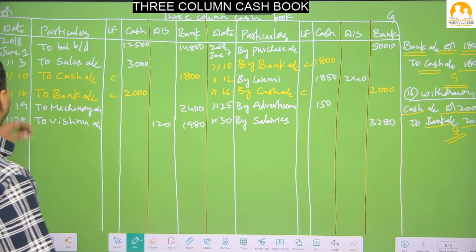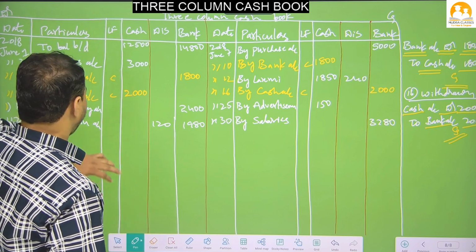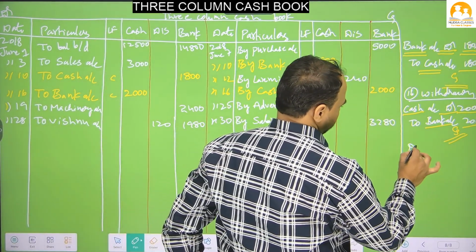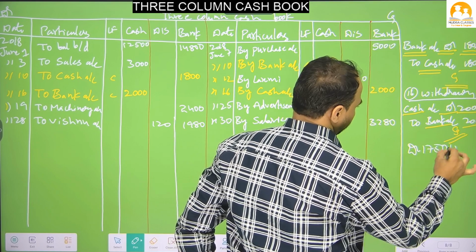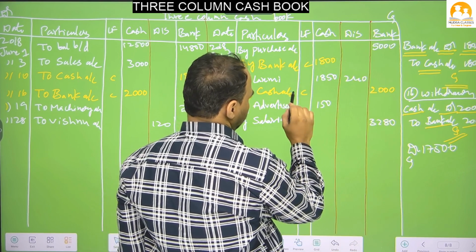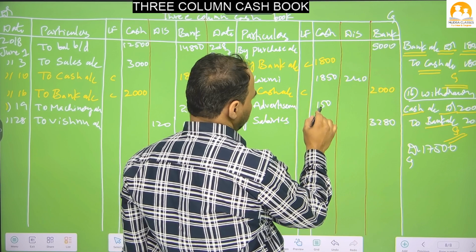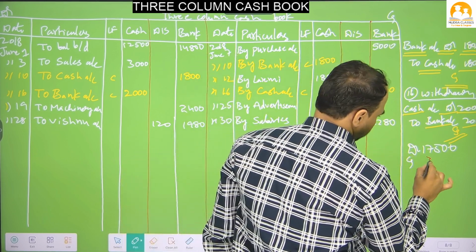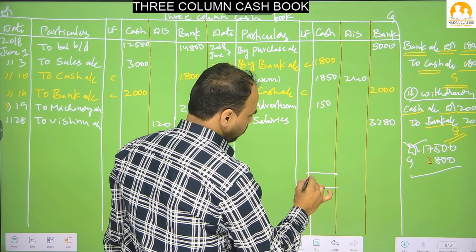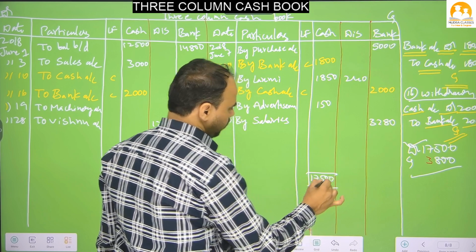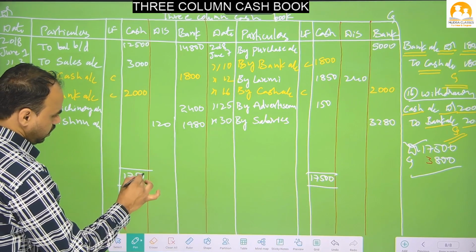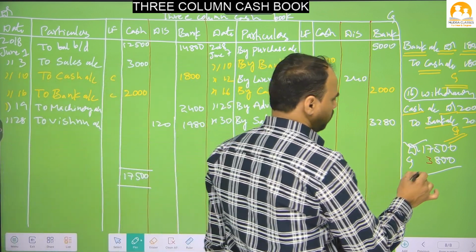Now we have to close the account. First of all, do debit side total. Debit side cash column total: 12 plus 3, 15, 15 plus 2, 17. Debit side total 17,500. Now do the credit side cash column total: 3,800. In these two, debit is big amount. So both sides write that big amount, 17,500. Okay, now do minus, beta, from big amount to small amount.